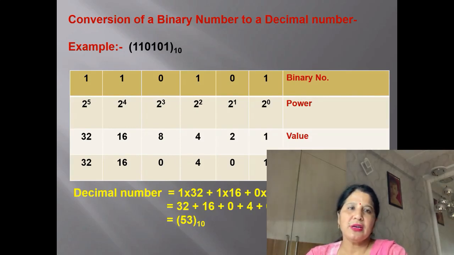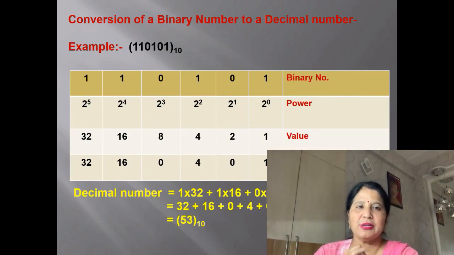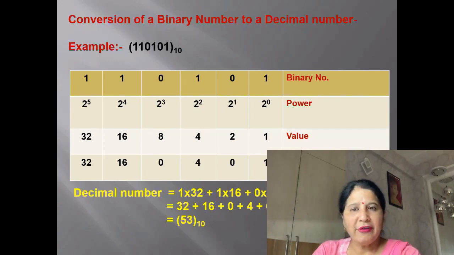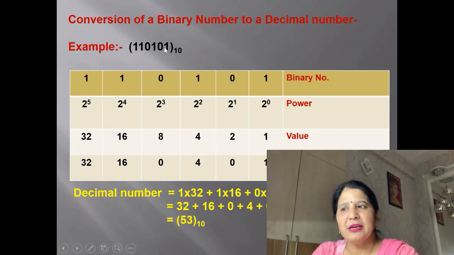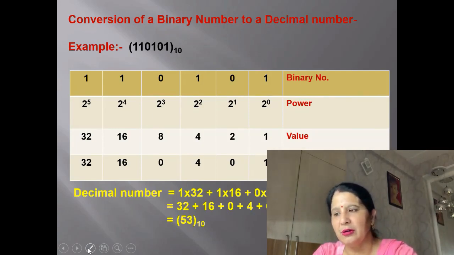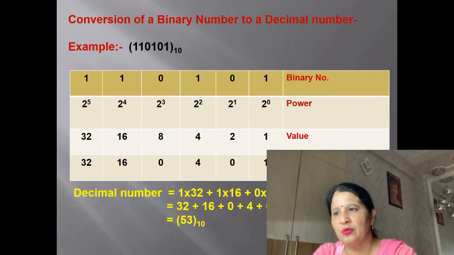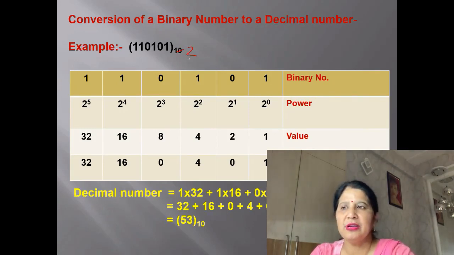Now we will change a binary number to a decimal number. In 2 examples we have converted decimal numbers into binary numbers. Now I will explain how we change a binary number to a decimal number. This is a binary number and the base will be 2. By mistake I have written 10 here, but the base will be 2 here. This is 2.